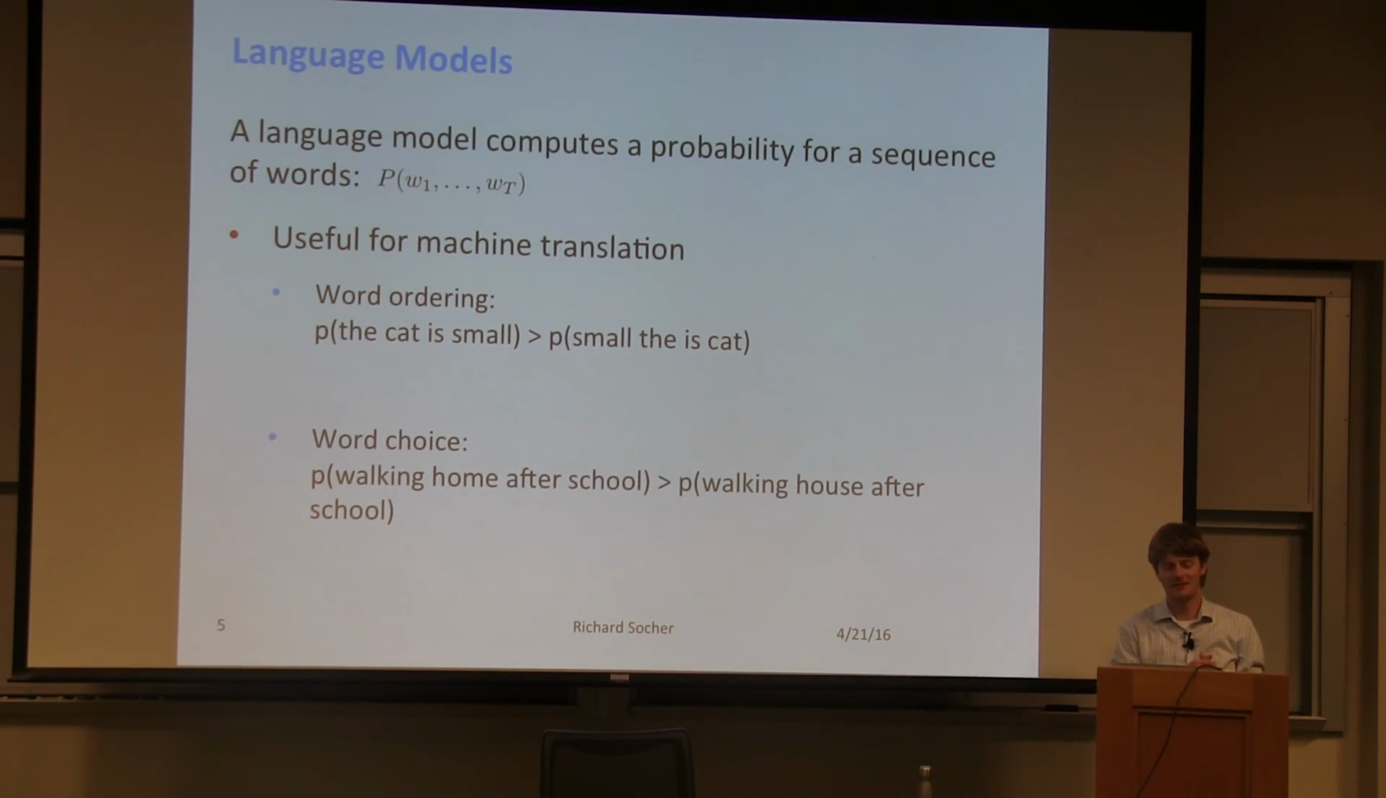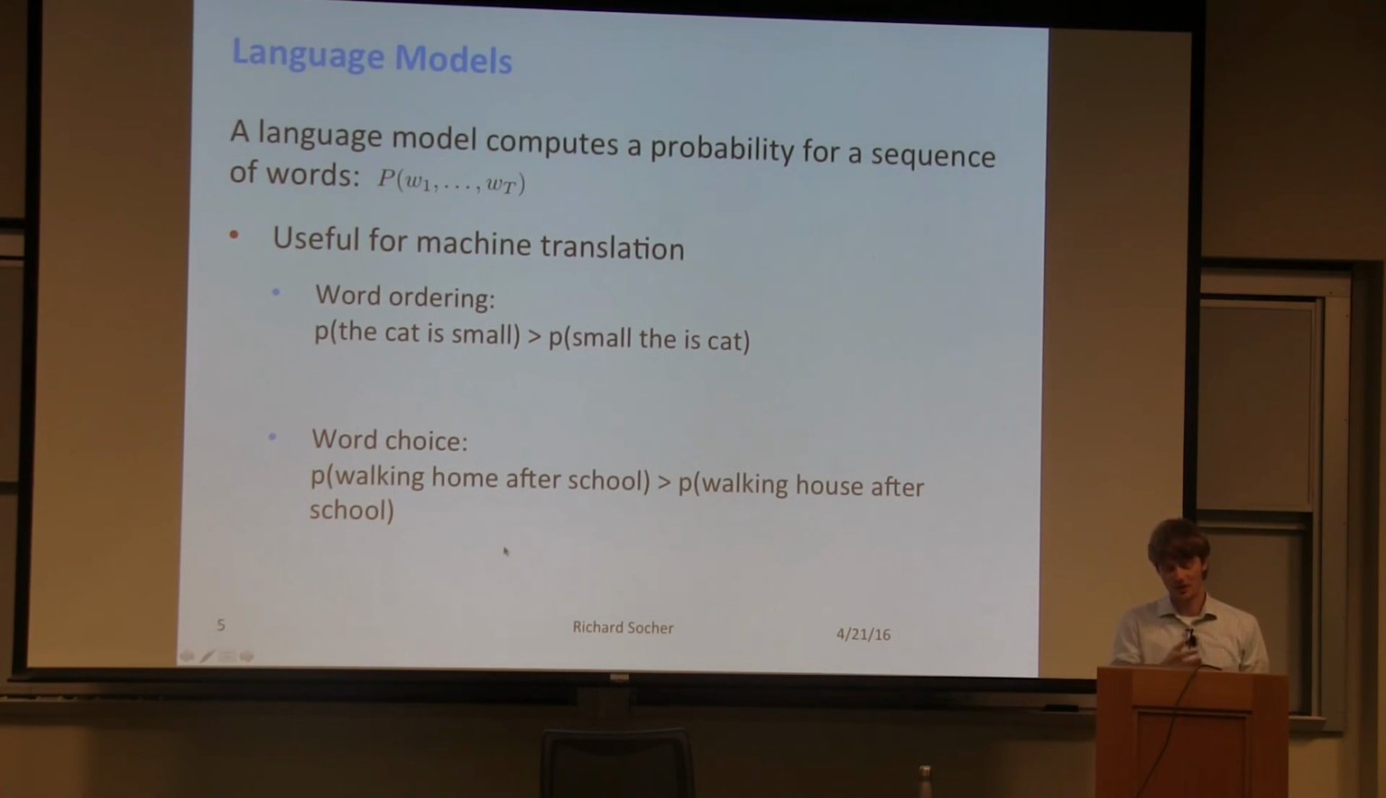Let's say you have a machine translation model, and it translates from French, for instance, where sometimes adjectives are in front of nouns and sometimes they're behind nouns. Now your translation model might give you two potential candidate translations from French. One might be "the cat is small," or "small the is cat." Now you want to basically know that one is a much more likely sequence than the other. So for "the cat is small," the probability for that four-gram should be much higher than for the sequence "small the is cat."